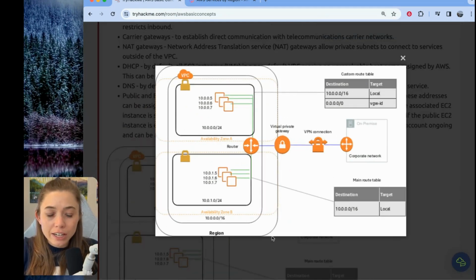The outermost box here is the AWS region. Within that region, we have a VPC. So VPCs are within regions. And then within the VPC, we have what I assume are subnets, subnetworks.